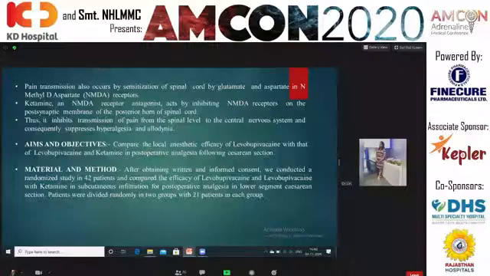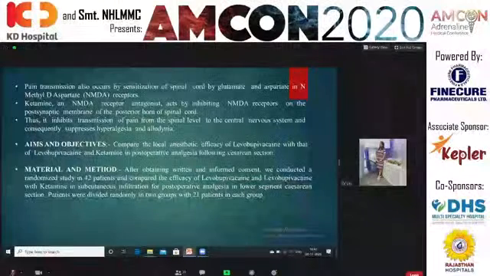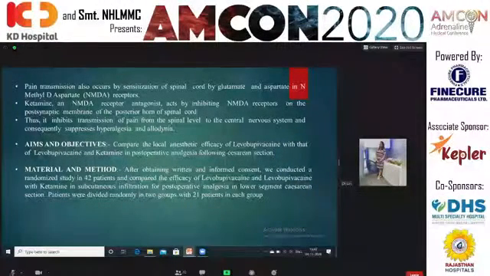Pain transmission also occurs by sensitization of the spinal cord by glutamate and aspartate at N-methyl D-aspartate receptors. Ketamine, as an NMDA receptor antagonist, acts by inhibiting the NMDA receptor on the postsynaptic membranes of the posterior horn of the spinal cord. Thus, it inhibits the transmission of pain from the spinal level to the central nervous system and consequently suppresses hyperalgesia and allodynia. My aim and objective was to compare the local anesthetic efficacy of levobupivacaine alone with that of levobupivacaine and ketamine in post-operative analgesia following cesarean section.